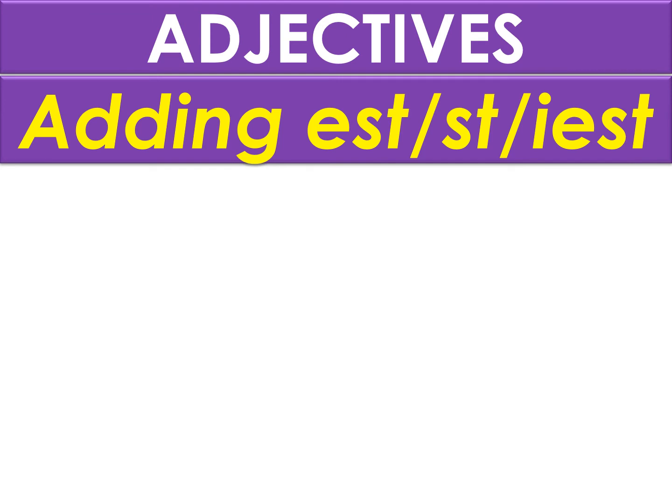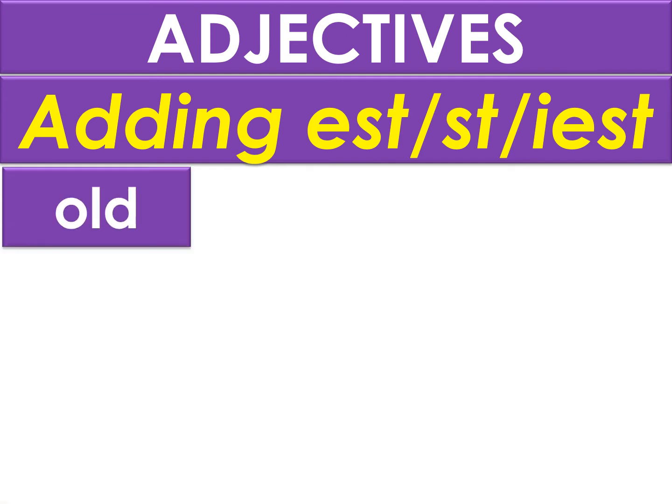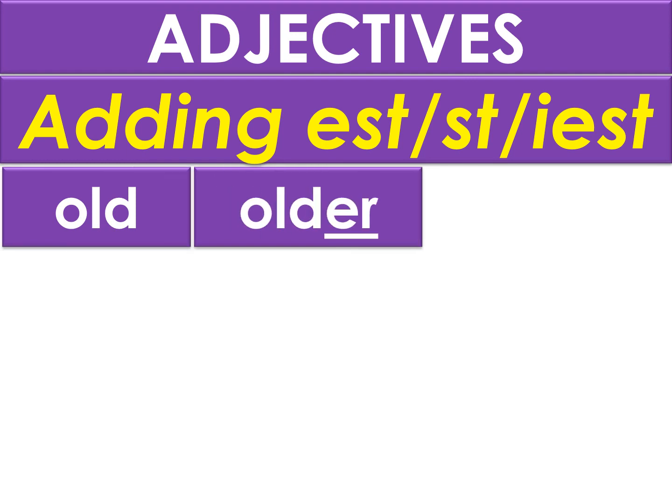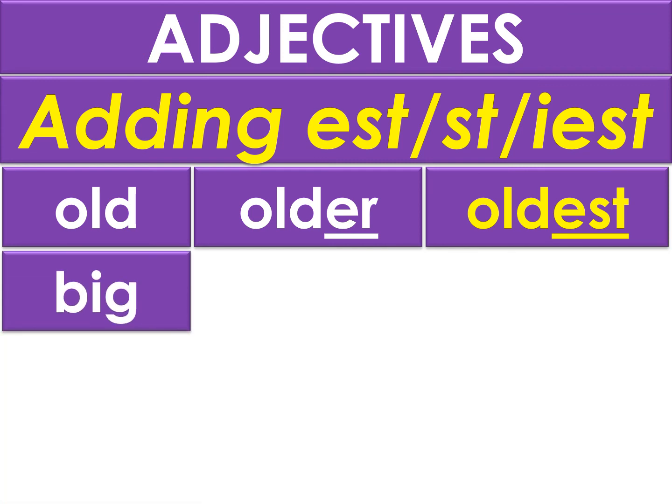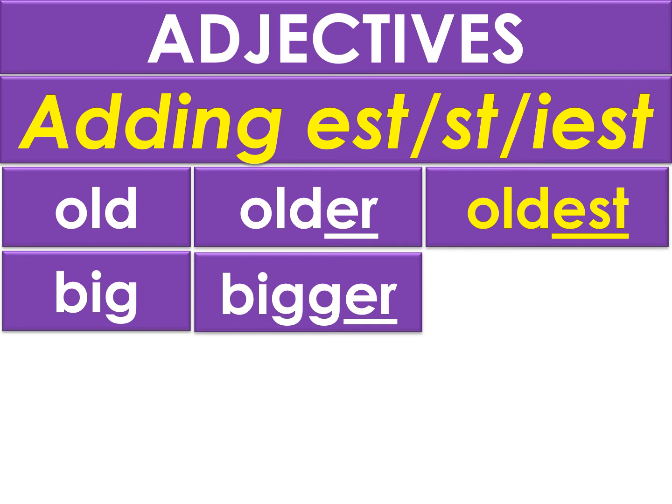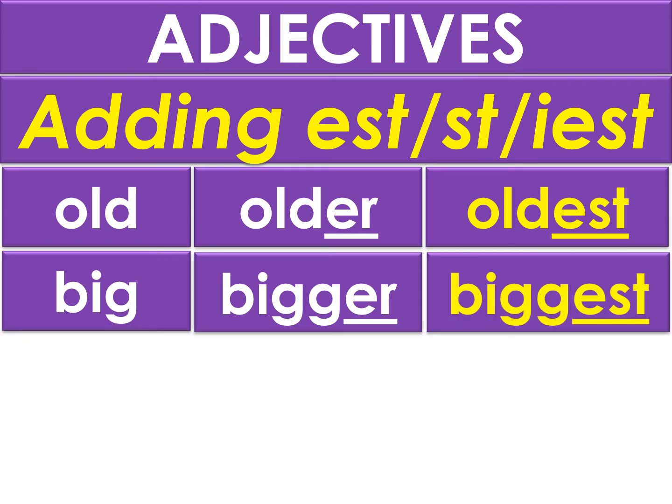So how do we add est, st, or iest? Well, we have our adjective old, and if we're comparing two things, that's older. But when we're saying something is the number one of a group, we add the est, oldest. So you could say Teacher Donald is the oldest teacher in the world. And we just add est. Now our adjective big, when we're comparing two things, it's bigger. But if something is the number one big one, we say it is the biggest. But be careful, we need to double that G. So B-I-G and another G, and then you can add the est.